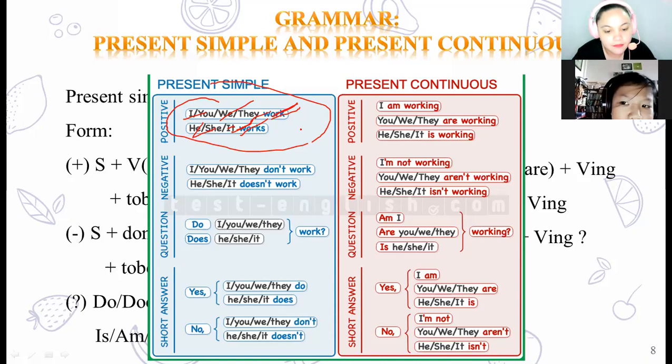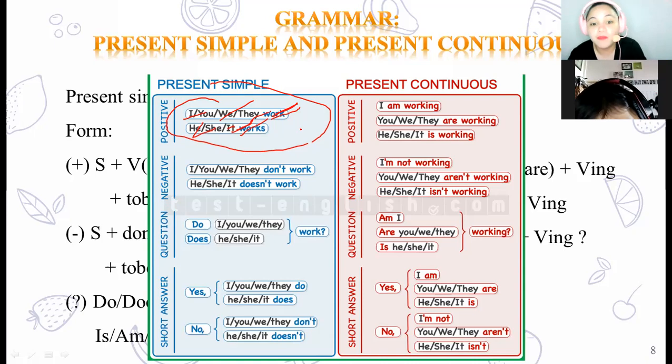I swim. Okay, that's correct. I swim. What else? You swim. We swim. They swim. He swim. She swim. It swims. Okay, how about on the present continuous?